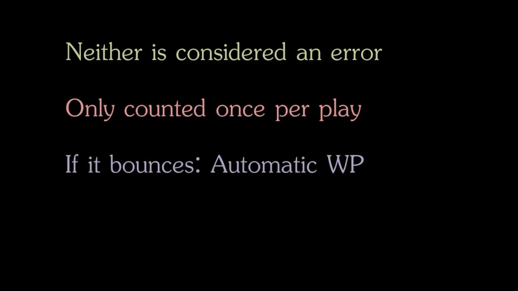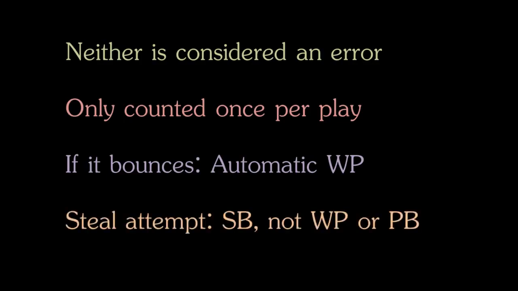Finally, if a runner is attempting to steal a base when there is either a wild pitch or a passed ball thrown, then in that case it would be considered a stolen base because the runner was going on the pitch. So if you are keeping score, you always have to keep an eye on the runner to see if he is going or not.